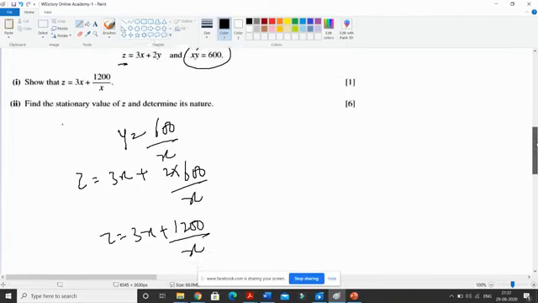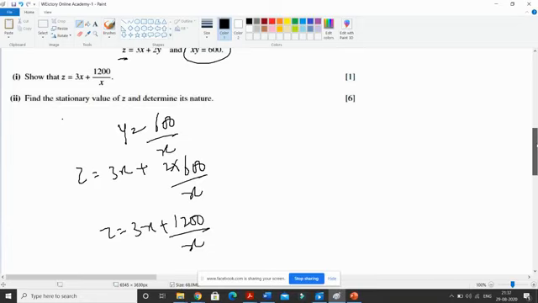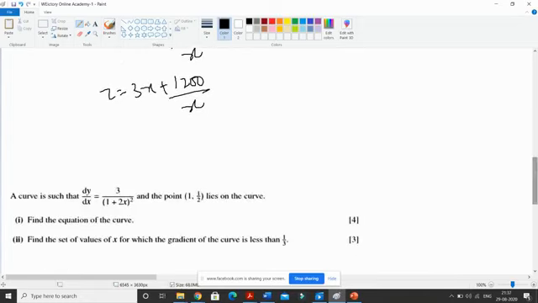Okay. Then it says find the stationary value of z and determine its nature. So to find the stationary value, we need to find dz over dx. So that is 3 minus, if you differentiate this, you'll get 1200 over x square. Okay. Because the derivative of x to the power minus 1 is minus 1 times x to the power minus 2.